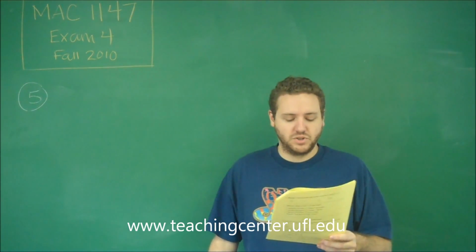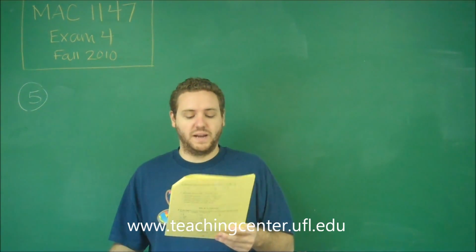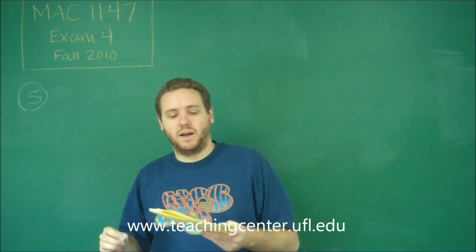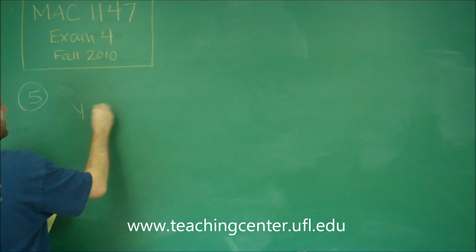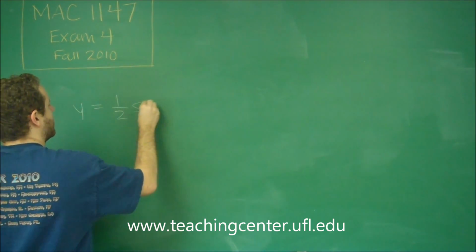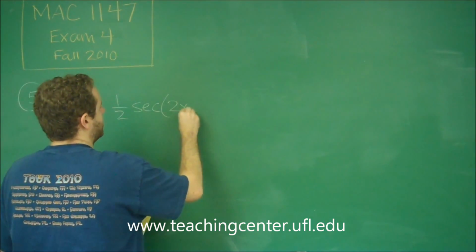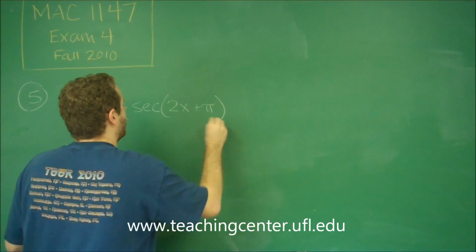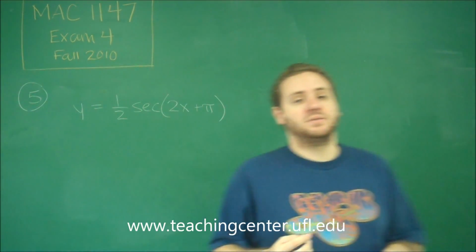Okay, so for number 5, we're trying to find the range of a trig function. In this case, we have 1/2 secant 2x plus pi. The important part to note is that even though this function is not necessarily the easiest one to graph, we're only finding the range. So this is actually kind of a trick question that's a lot easier than it seems.